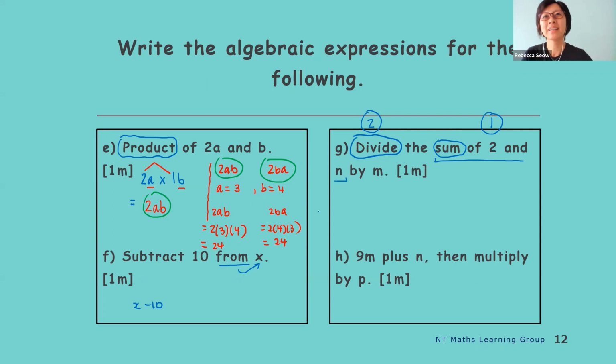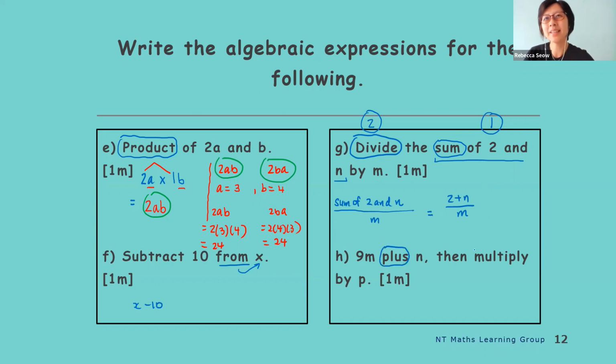So for G, we have to find the sum first. Because we divide the sum of 2 and n by m, we know that there's division, but what's in the numerator? Sum of 2 and n. Denominator is m. So if we were to write it down in letters, it would be 2 plus n over m, or we could write n plus 2 over m. G is a bit tricky. Same for H, we have two words that we need to be careful about.